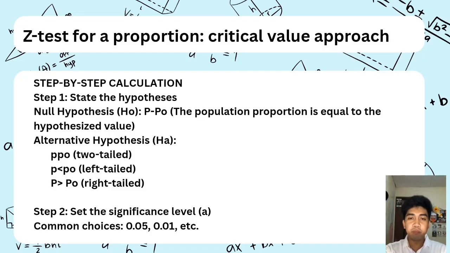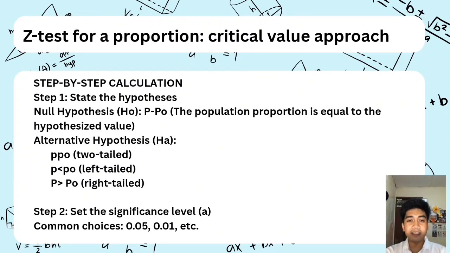So this is a step-by-step procedure of a z-test for a proportion under the critical value approach. Step 1, state the hypothesis. The null hypothesis is that the population proportion is equal to the hypothesized proportion. The alternative hypothesis is that the population proportion is not equal to the hypothesized proportion, or for the left-tailed, the population proportion is less than the hypothesized proportion, and for the right-tailed, the population proportion is greater than the hypothesized proportion.